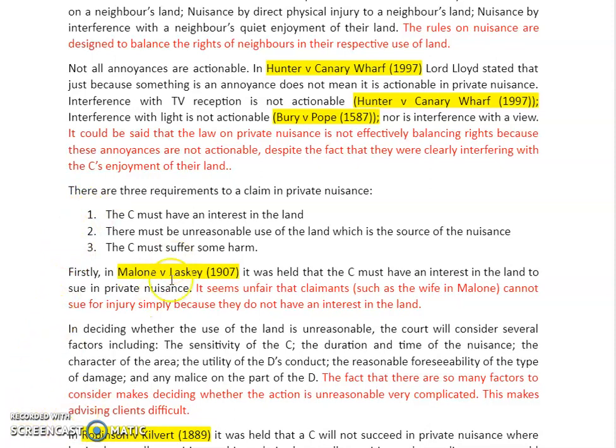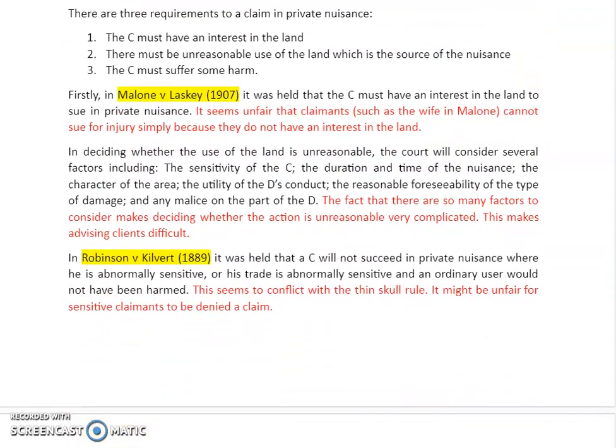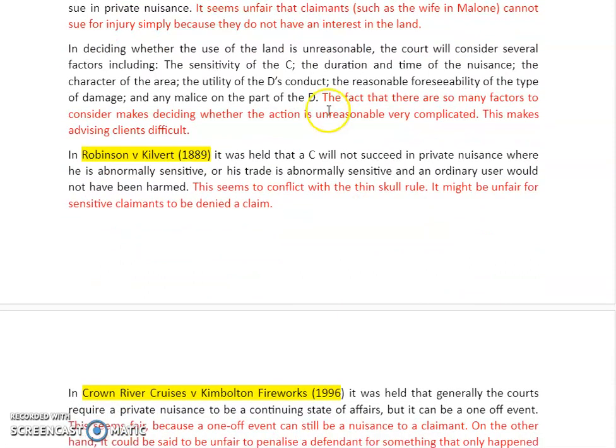Firstly, in the case of Malone and Lasky, it was held that the claimant must have an interest in the land in order to sue. And you could say about that it seems unfair on claimants, such as the wife in the case of Malone, who wasn't able to sue for injury simply because they do not have an interest in the land. So again, that sort of suggests that perhaps the law isn't balancing rights as effectively as it could.